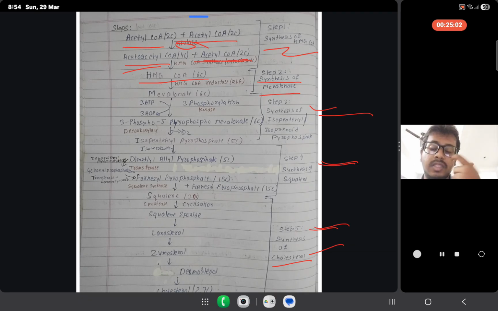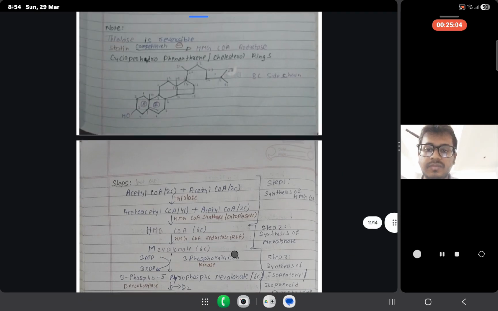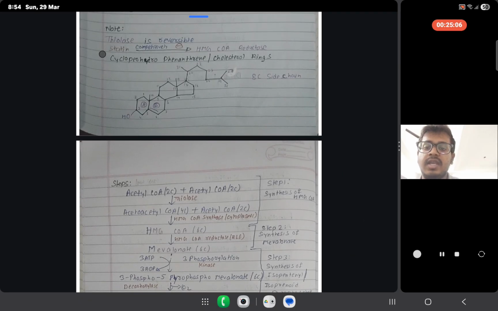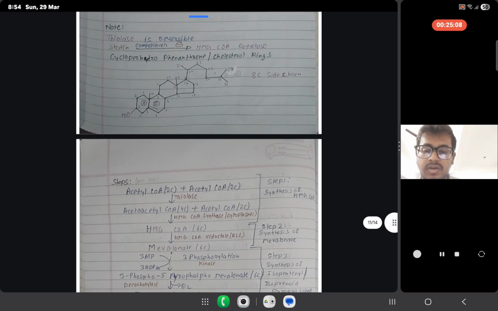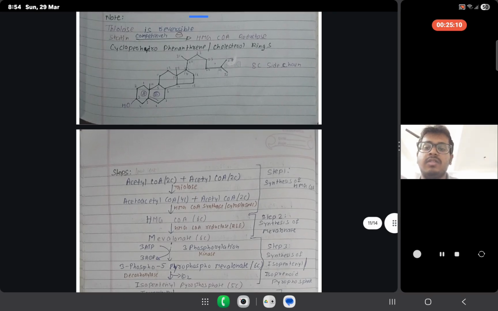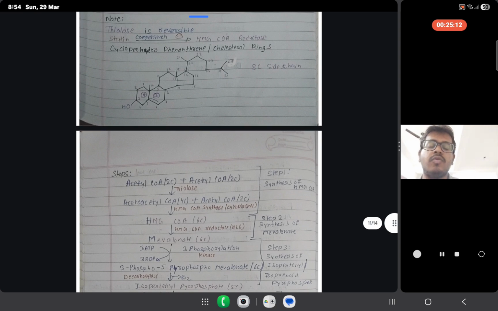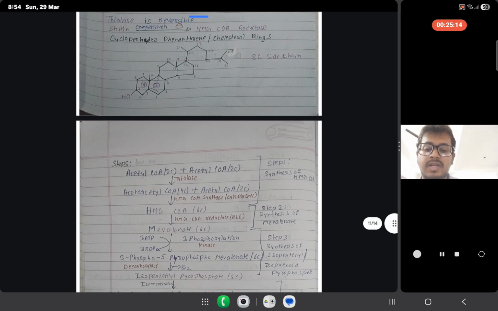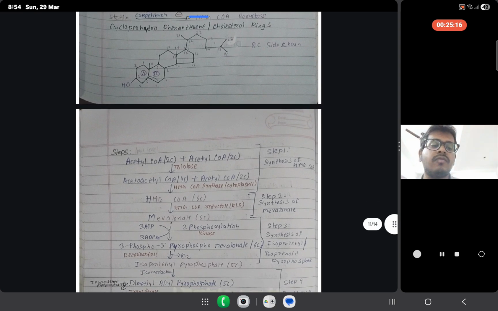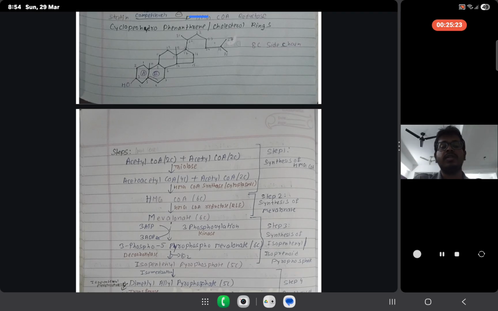What actually happens here? Here I have discussed that statins competitively inhibit. Here only statin inhibits this. So statin competitively inhibits HMG coenzyme A reductase. When HMG coenzyme A reductase is inhibited, there is no formation of cholesterol. What the statin is doing is stopping the formation of cholesterol. So how can it reduce the formation of cholesterol?